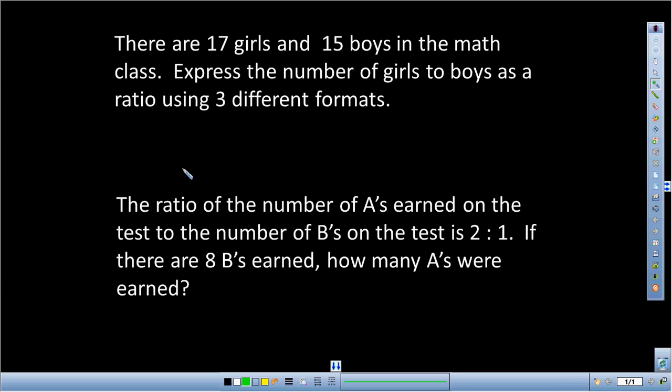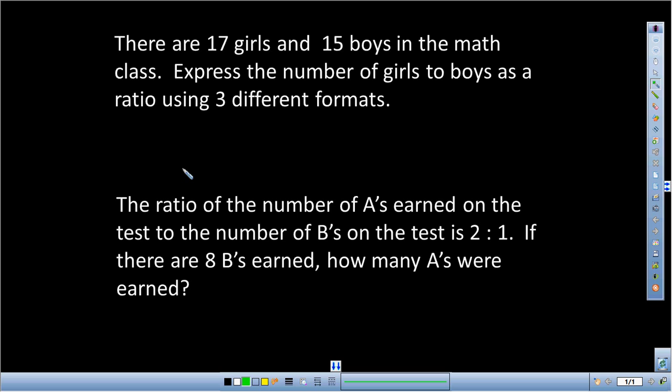In this lesson, we've been looking at ratios, rates, and conversions. So we're going to take a look at some examples to help us practice working with ratios and rates and so on. So let's take a look at this first example. It says there are 17 girls and 15 boys in the math class. Express the number of girls to boys as a ratio using three different formats.